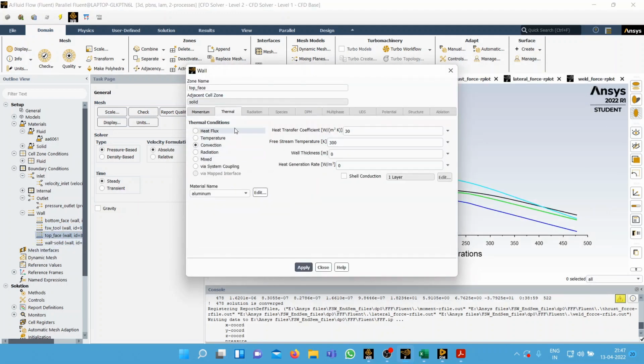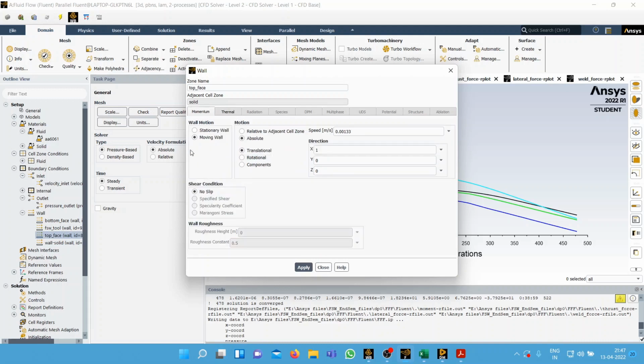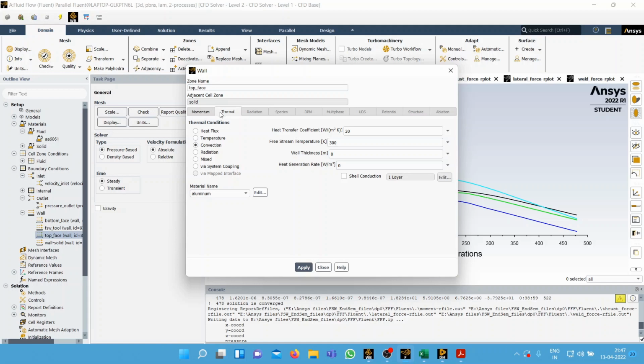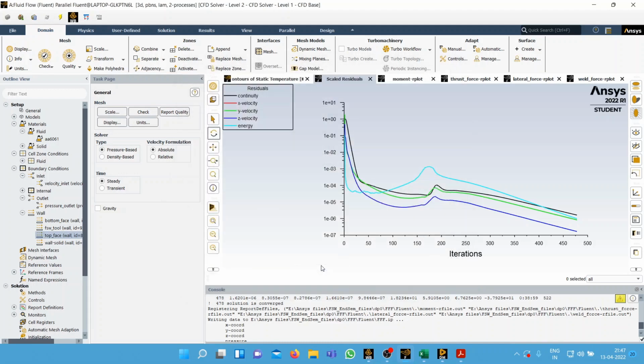And in the top face, you can see it is a moving wall, because the whole plate is a single body, right? So everything is moving with the same velocity of 0.00133 meter per second in the x direction. And here also no slip is considered. And the thermal convection is considered as 30 watt per meter square Kelvin.